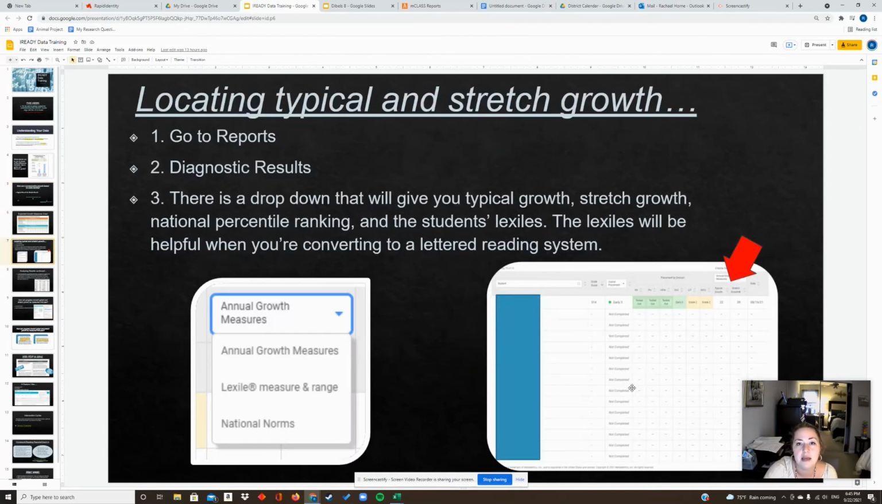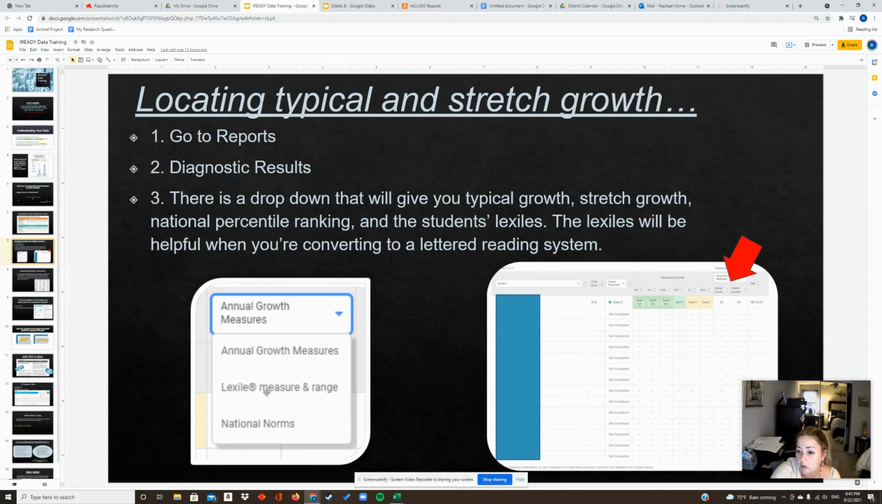So I'm going to pop here. Again, you may already know where the typical growth and the stretch growth is, but if you notice where the red arrow is, that points to where you can find those two scores. And you'll go to reports, diagnostic results, and then you'll be able to find it. Also notice that little white bar, right, that the red arrow kind of covers up. The white bar is interesting because not only does it give you growth measures, typical and stretch, but it also does Lexile and national norms.